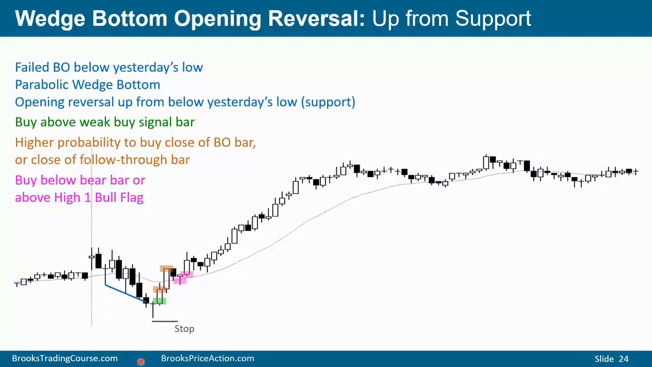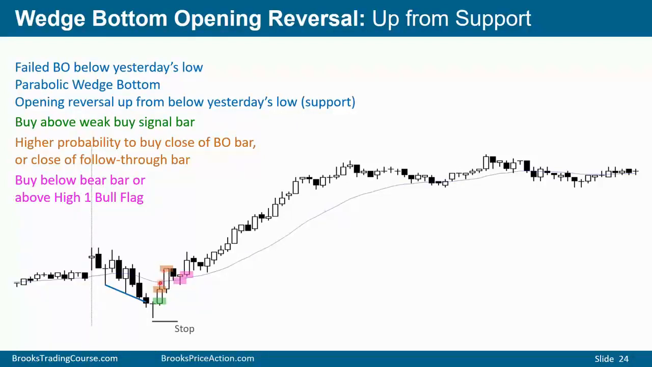Traders who prefer a higher probability trade wait until we see a couple of strong bull bars, and then they'll buy closes. They'll also buy below a bear bar, betting that the market is now always in long and a reversal down will fail. So they'll buy at the low of this bar and they'll get filled here.